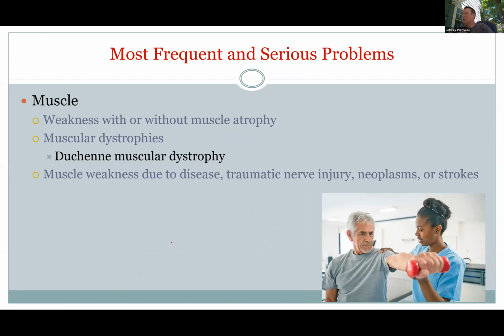All right, so what's the most common issue? People come in with muscle weakness. It can be because you can notice the muscle is atrophied or not.